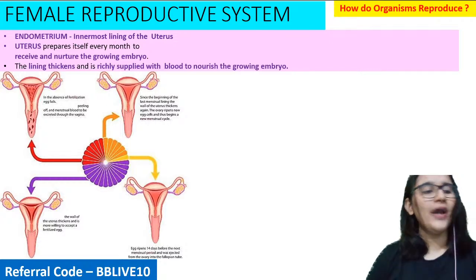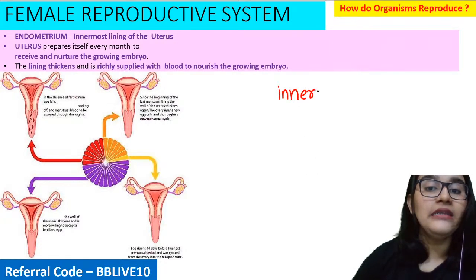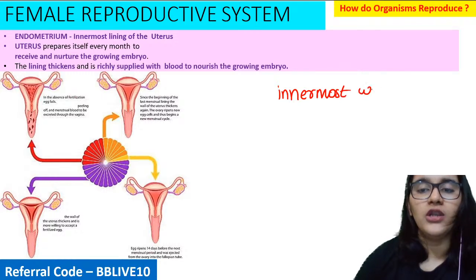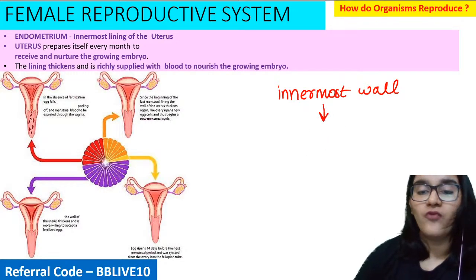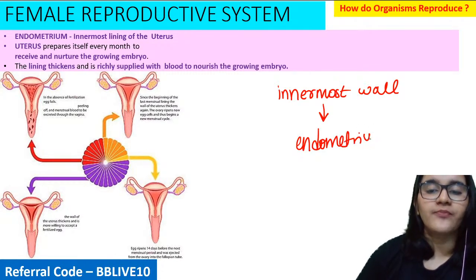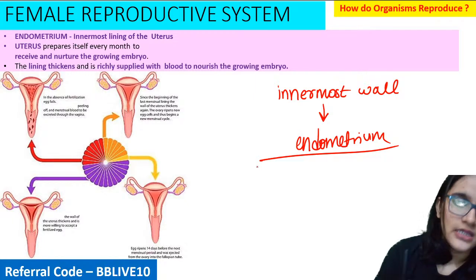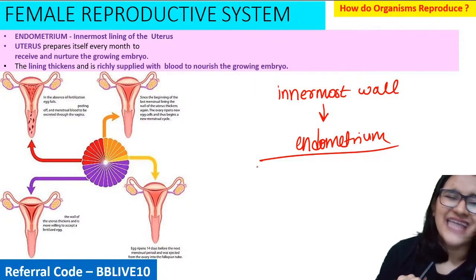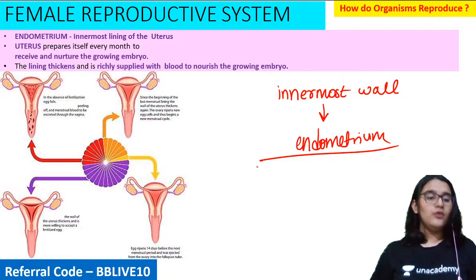Now I just told you a very important term. I just told you that the innermost wall of the uterus is where the embryo gets implanted, right? This innermost wall of the uterus is called the endometrium. So what about the endometrium? This endometrium is richly supplied with blood vessels. Now why is it supplied richly with blood vessels?